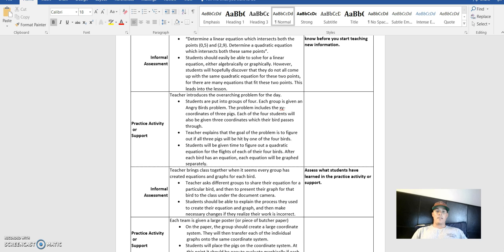The teacher explains that the goal of the problem is to figure out if all 3 pigs are hit by the 4 birds, and students will be given time to figure out the quadratic equation for the flights of each of their 4 birds. Basically, they are given a couple of points which the birds cross through.